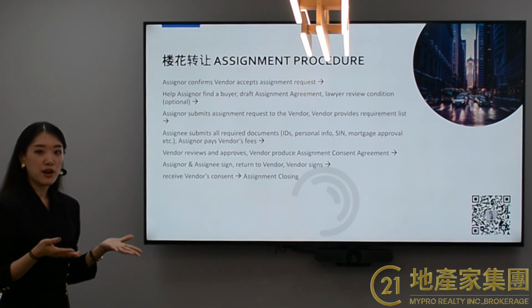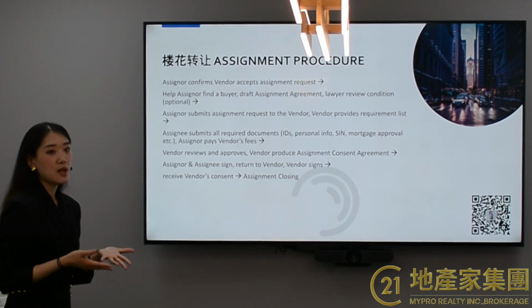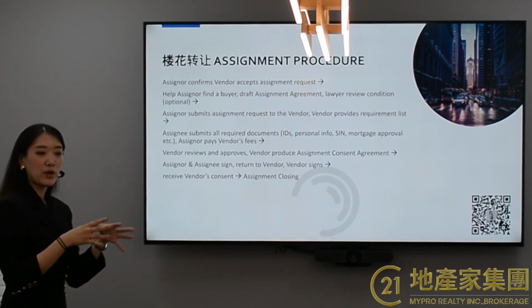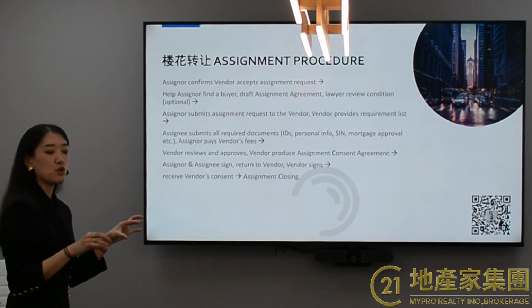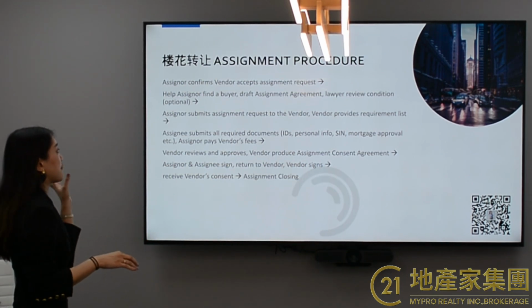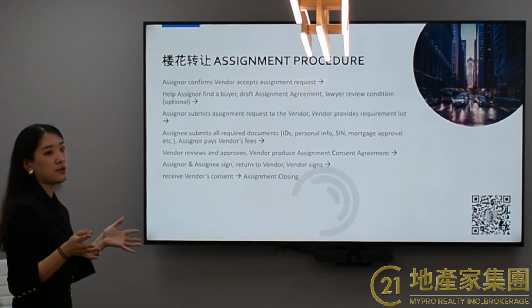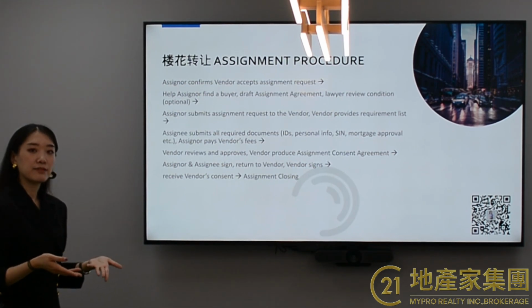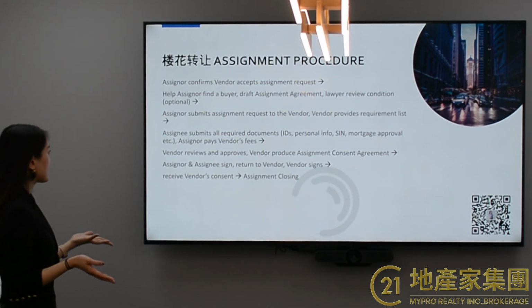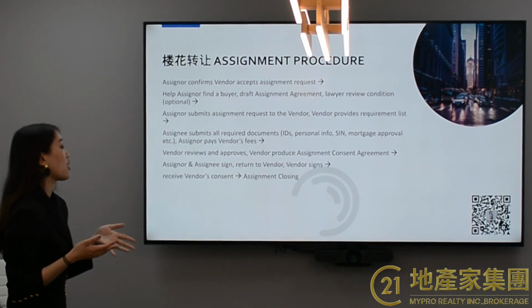Reach out to the vendor to confirm whether you accept assignment requests at this point, because each vendor has their own window of accepting and reviewing assignment requests. You need to confirm this, because if the window is not open right now, you may need to wait a couple of months or even longer. Once you confirm the vendor is actively considering assignment requests, you can help the assignor find a buyer. That's what we call the assignee.